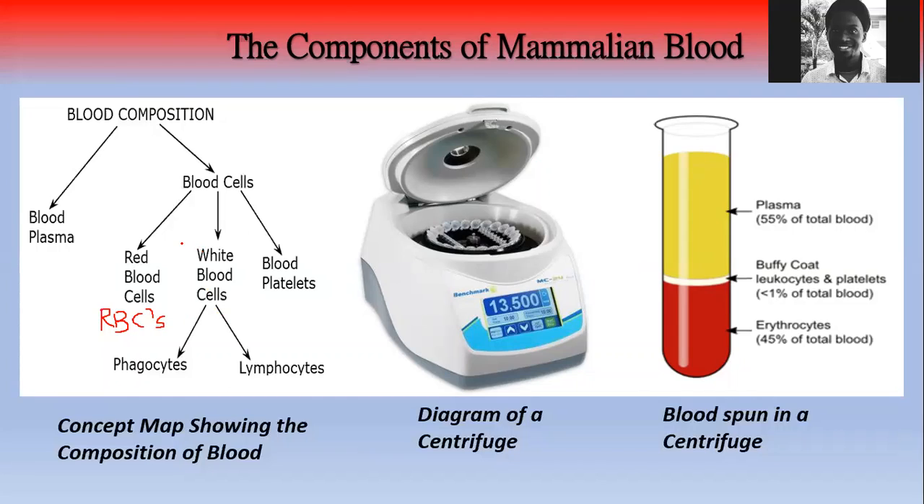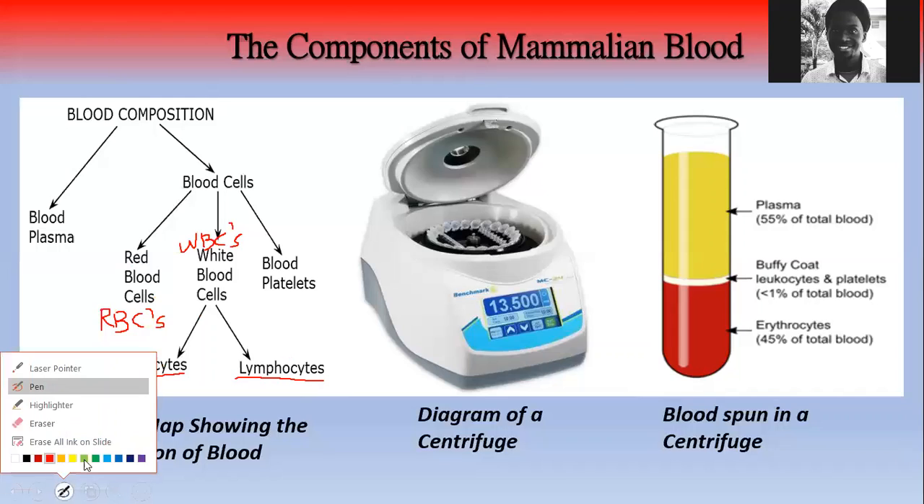RBCs. White blood cells, WBCs. And sometimes blood platelets are just called platelets. Okay, there is no abbreviation for that. Now, the white blood cells, the two broad categories of white blood cells, you have phagocytes and lymphocytes. We will look at what they do later on in this lesson. But red blood cells are also called erythrocytes.